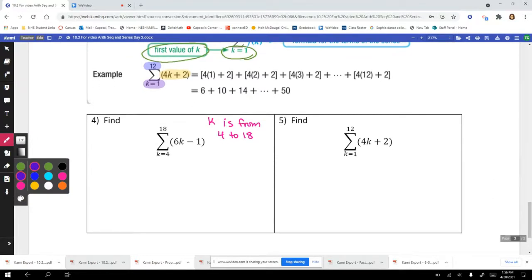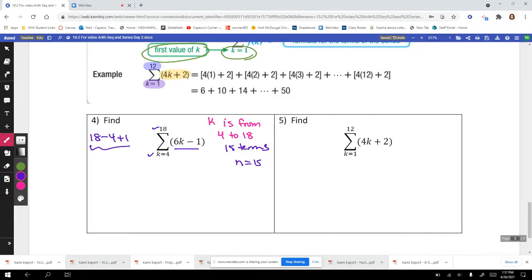So I have in number 4, we're going from 4 up to 18. And here's the expression we're going to use. So from 4 to 18, that's actually 15 terms. And how do we come up with the 15 terms? Well, I take the 18 minus the 4, and then I add 1. It's kind of like a little mini formula in there. Okay, 15 terms. So I know that n is equal to 15.